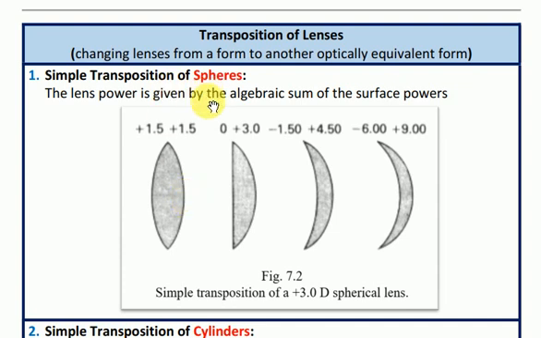In simple transposition of spheres, this applies to the alteration of the lens form of spherical lenses. The lens power is given by the algebraic sum of the surface powers. Suppose all these are +3 diopter spherical lenses, and they can be written in all these forms, and all these forms will be equal to +3 diopters if we add them algebraically.